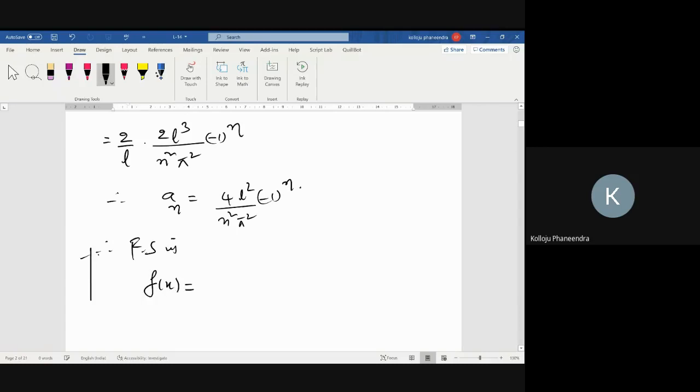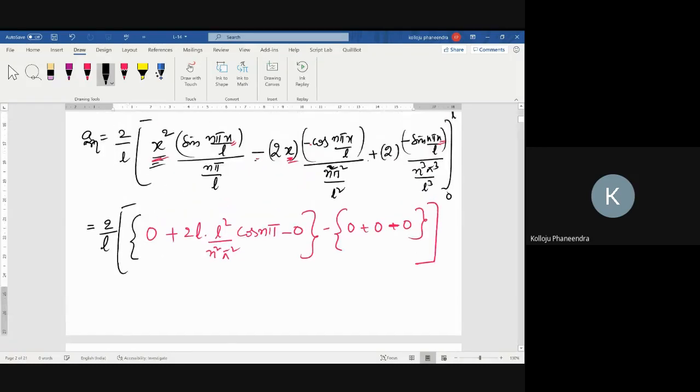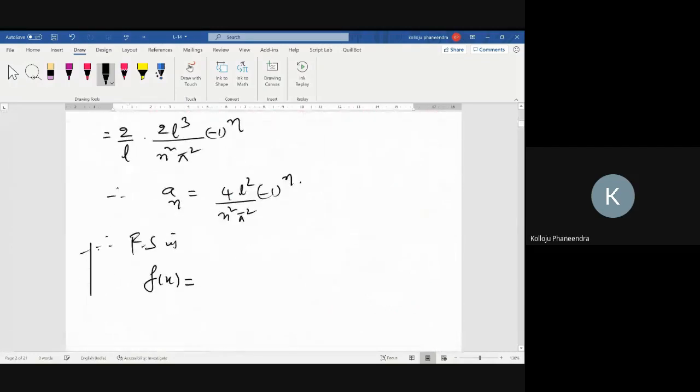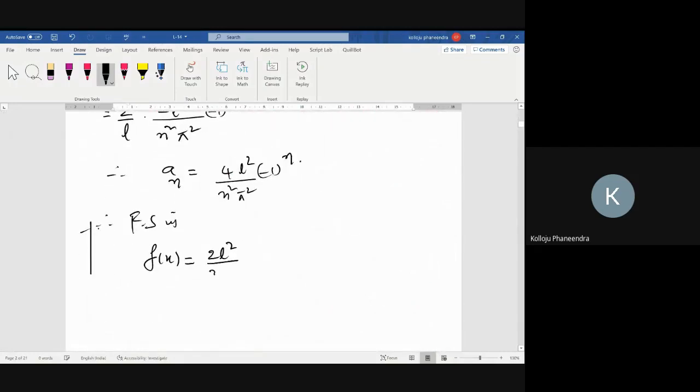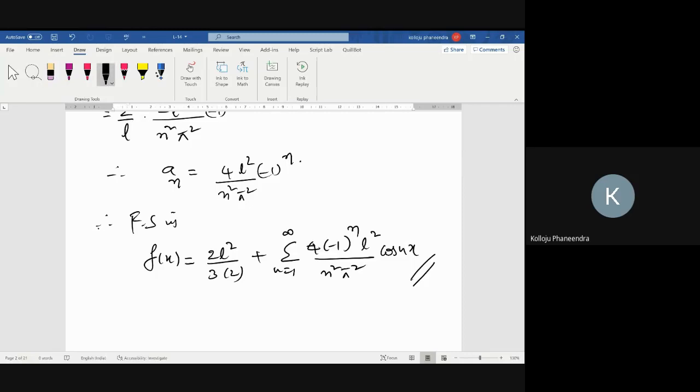Therefore, the Fourier series is f of x equal to a naught by 2, where a naught is 2L square by 3, plus summation n equal to 1 to infinity, 4 into minus 1 whole power n, L square by n square pi square, cos n pi x by L. This is the Fourier series in the arbitrary interval minus L to L. One model problem.